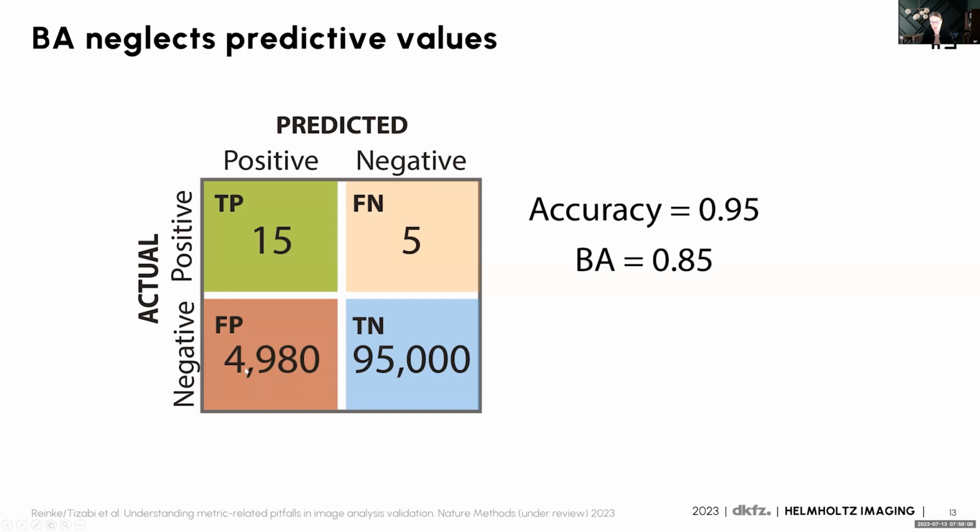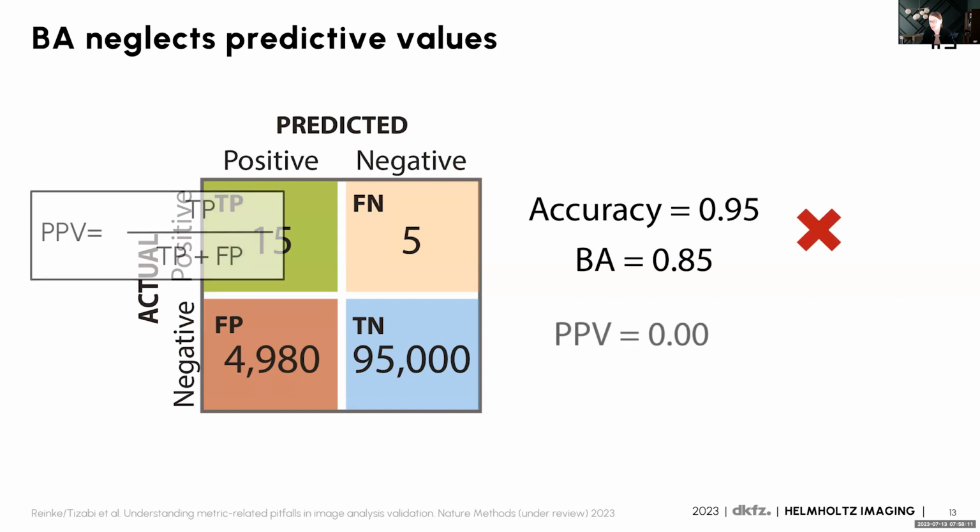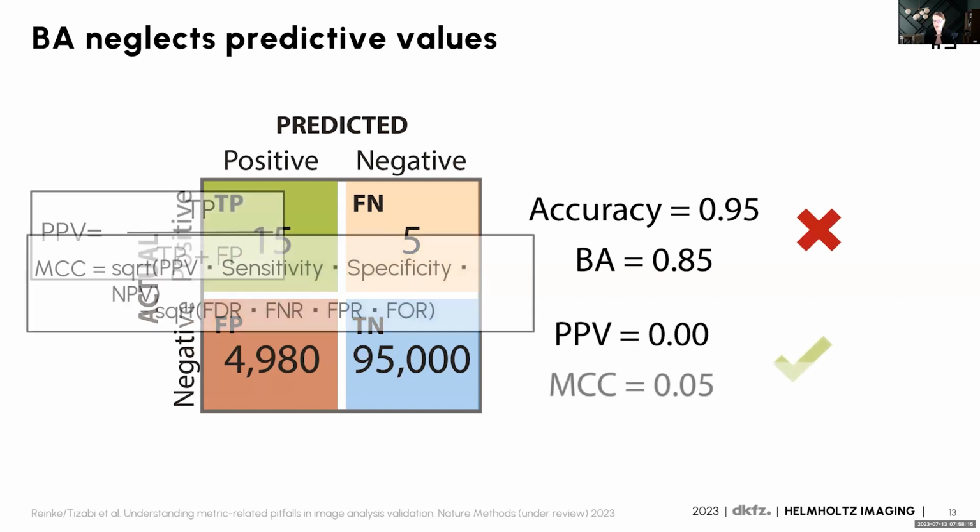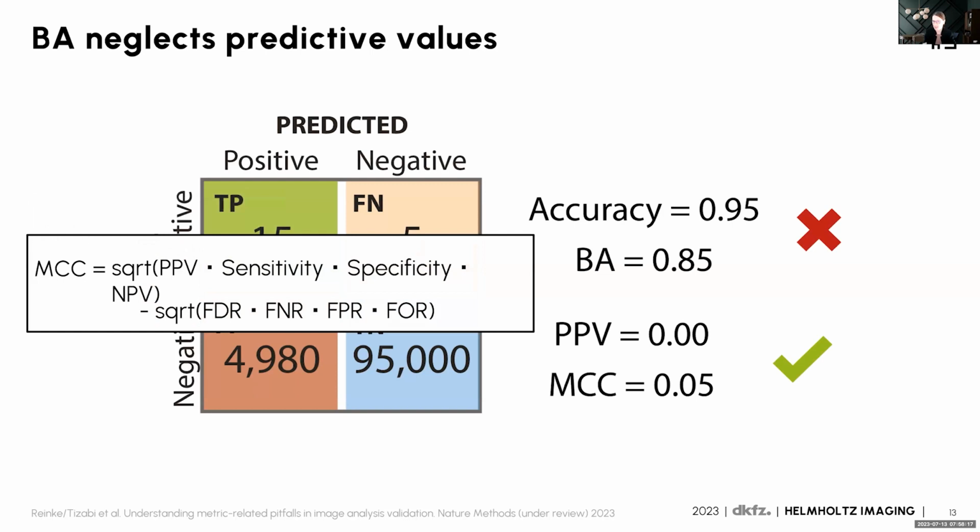If we had used something different, like the positive predictive value, we would have spotted this problem, or something else like Matthews correlation coefficient, which is basically having a look at all 4 basic rates: positive and negative predictive value, sensitivity, and specificity. But then again, Matthews correlation coefficient has other drawbacks that we need to keep in mind. So there's not the one perfect metric for any problem.